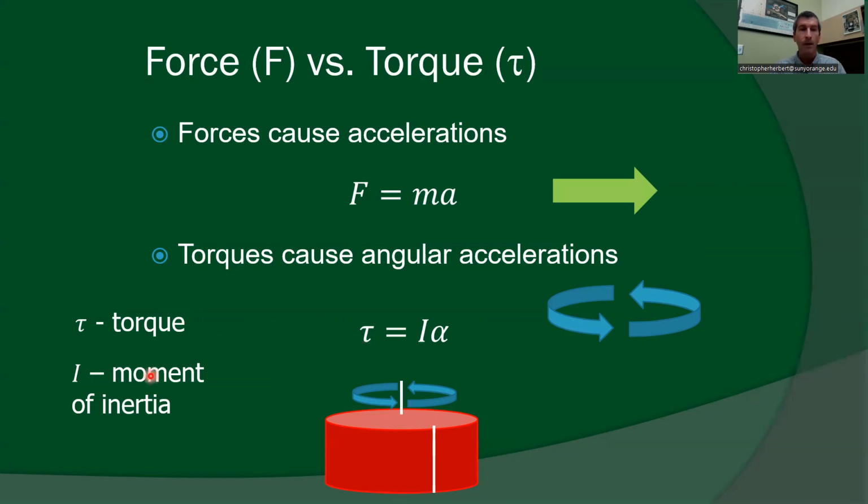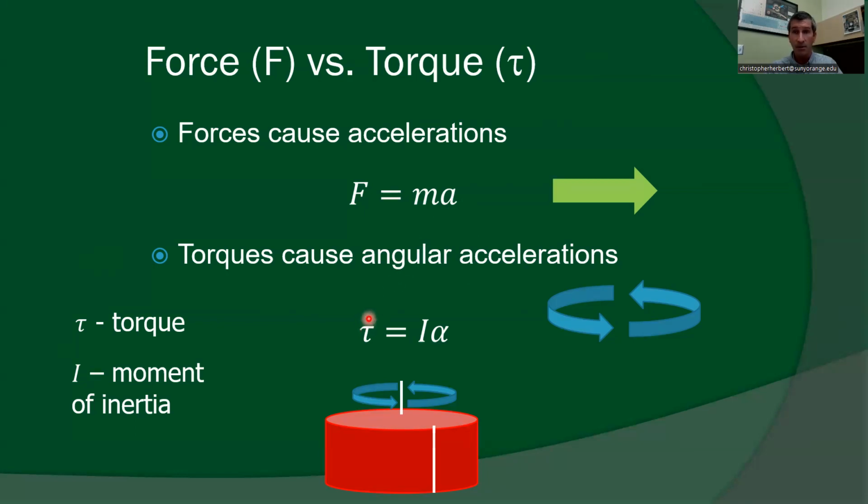Okay? I replaces m. M was our mass. Mass is a measure of inertia. We will have something called rotational inertia, or more commonly known as moment of inertia. So force is replaced with torque. Mass is replaced with moment of inertia. That's related to how the mass is distributed with respect to the radius from the axis of rotation. And angular acceleration replaces acceleration here.